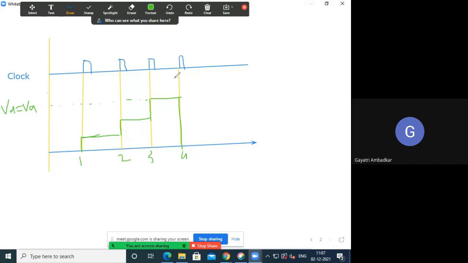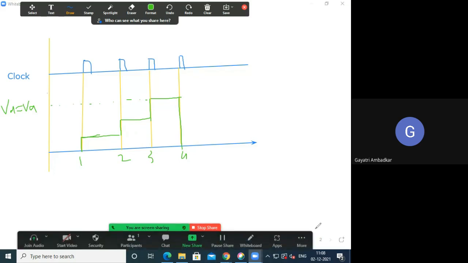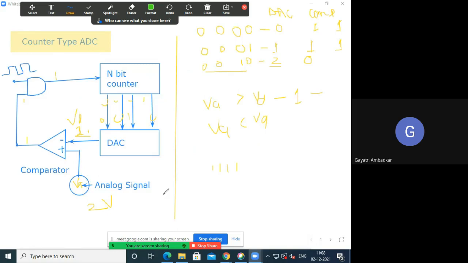So till that time, whatever the count exists here, that is equal to the value of this analog voltage. So in this case now 1 1 1, इथे मी 3 साठी काढलं 1 1 1. 0, sorry, here it will be 0 0 1 1. जर 4-bit counter म्हटलं तर 0 0 1 1. So this way analog signal is converted to digital signal.